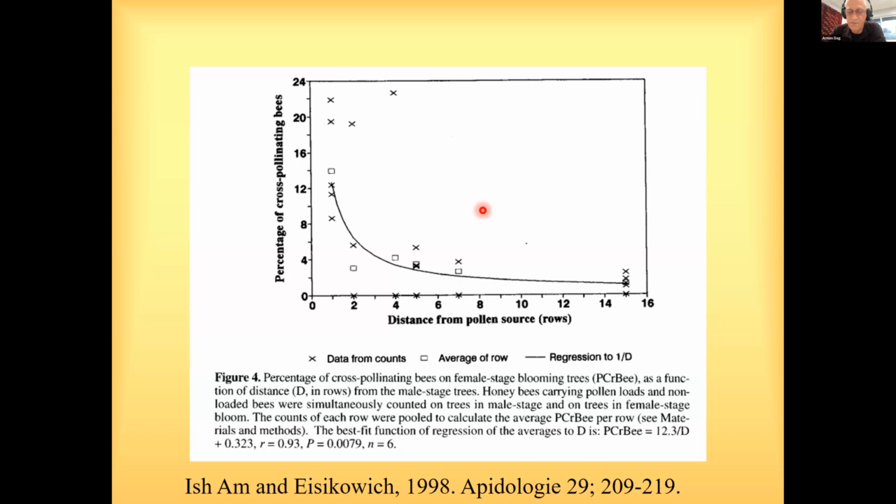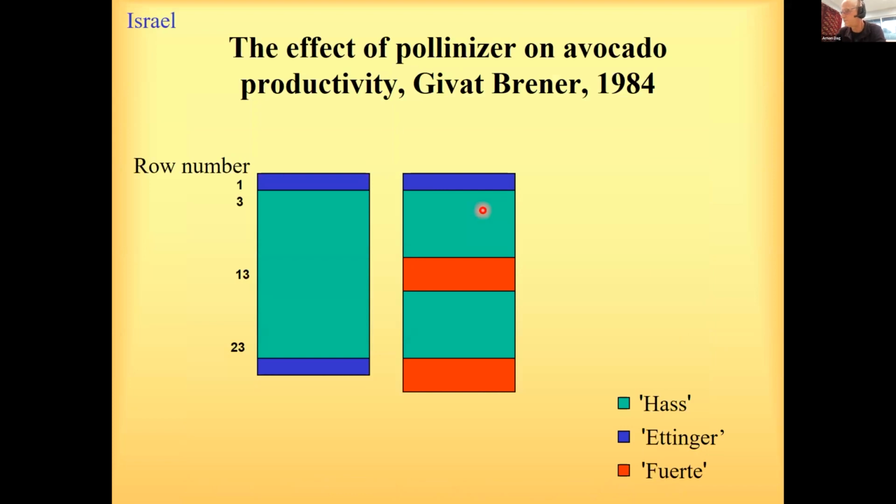In this way, we minimize the proportion of pollinizer, but it's very effective since every Hass tree can see a pollinizer tree on one of each side. There is several evidence from the past about the importance of cross-pollination on productivity.